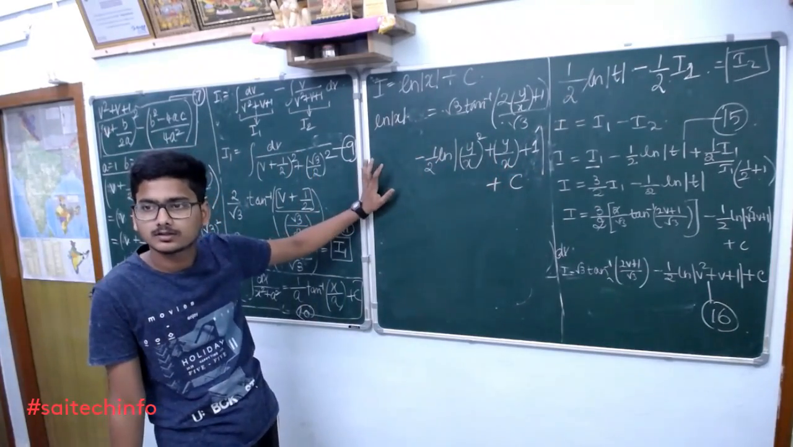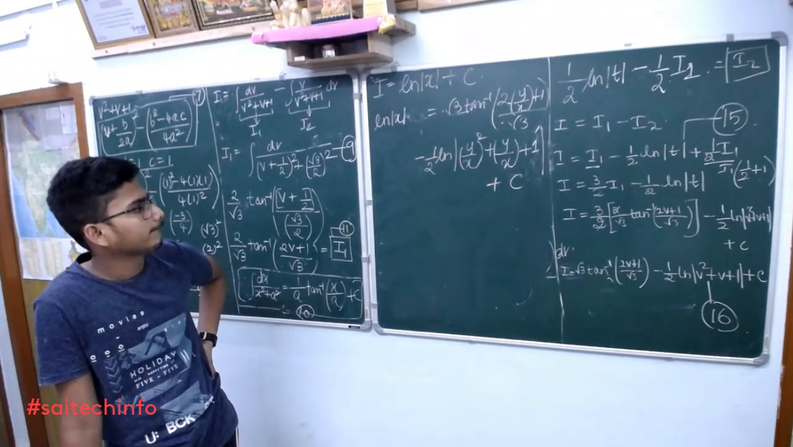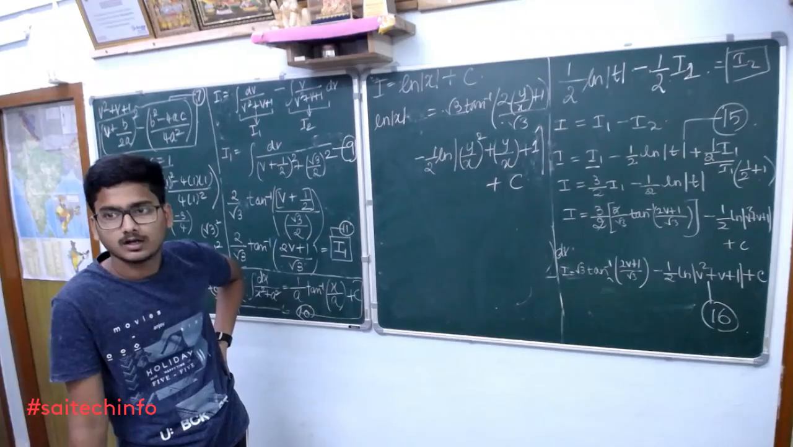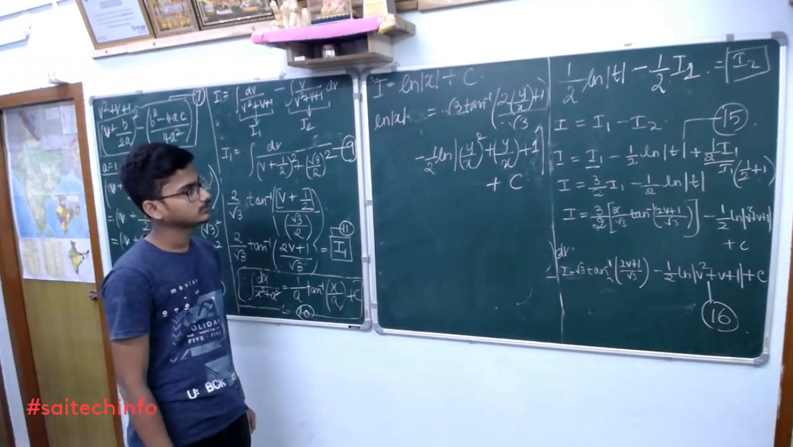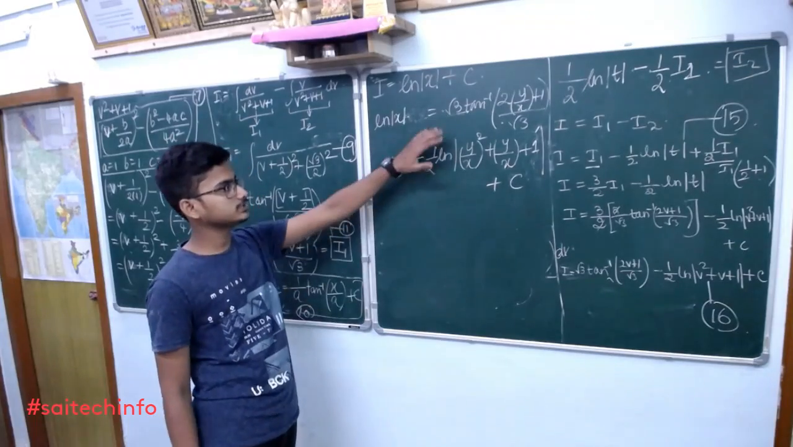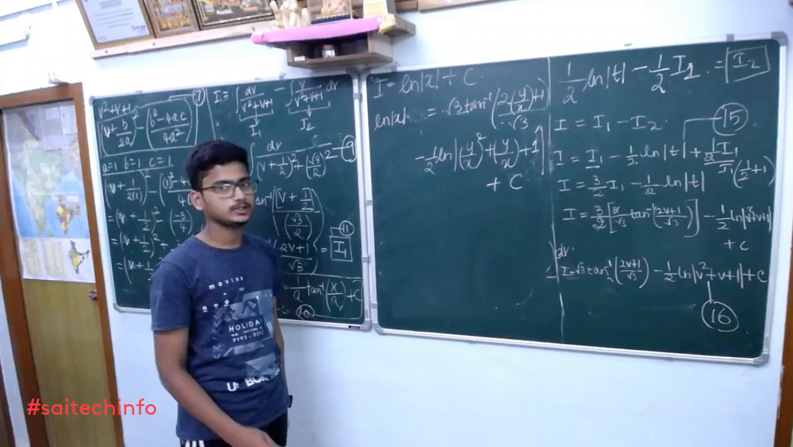Suppose you have got logarithmic functions on both sides, then instead of c you put log c. But here it involves different types of functions like logarithm, inverse trigonometric, something like that, so you can maintain this as c.